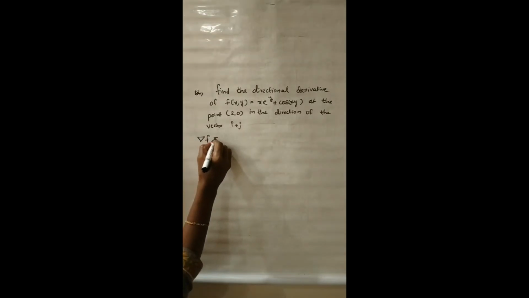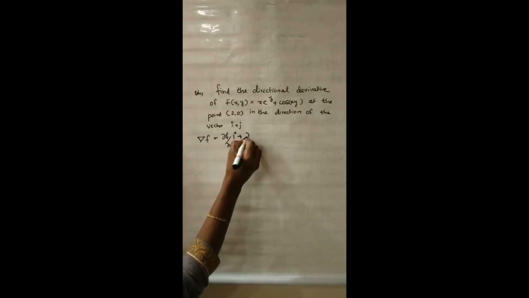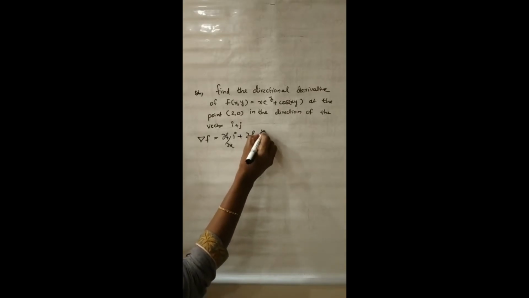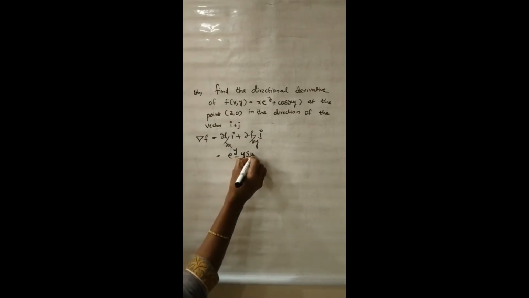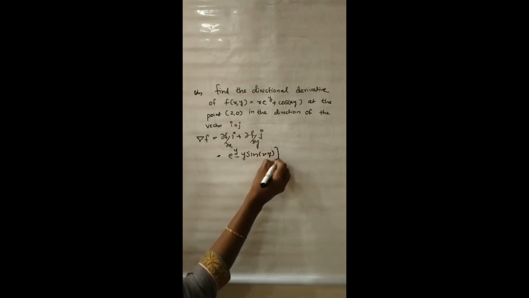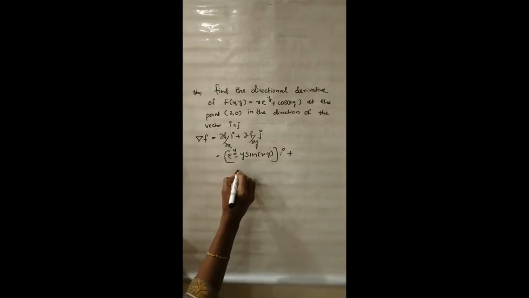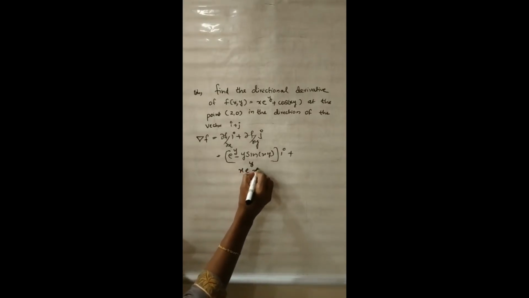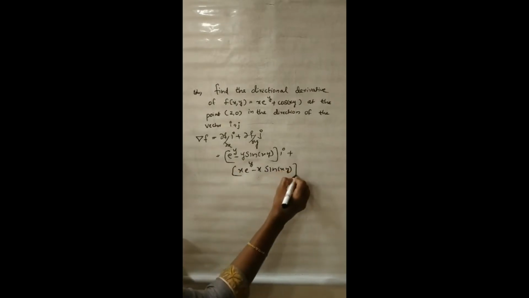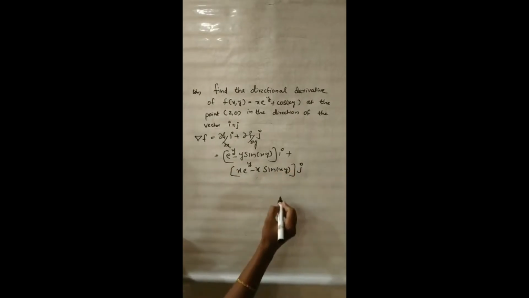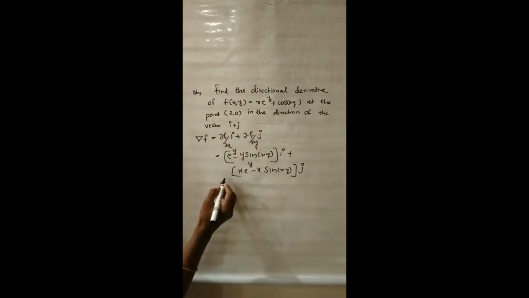Thus we get del f as dou f by dou x i plus dou f by dou y j, that is equal to e raised to y minus y sin x y i plus x e raised to y minus x sin x y j, plus dou f by dou z, which is 0. So you get del f like this.